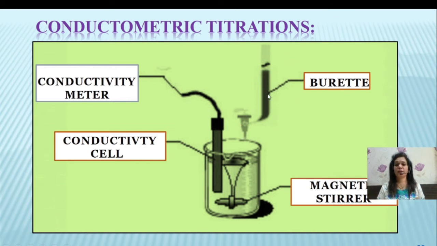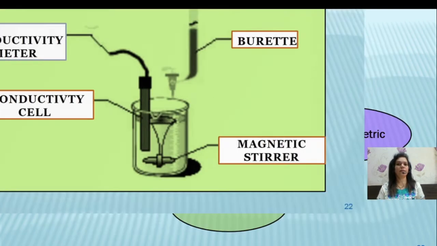microburettes are preferred over here. Add a small amount of your titrant towards your analyte. For every addition of titrant towards your analyte, use the magnetic stirrer to stir the solution, wait for some time, and find out the conductance of your titration. As the ions are moving, you may get the last digit as uncertain. You wait for some time and write down the reading during conductometric measurements.